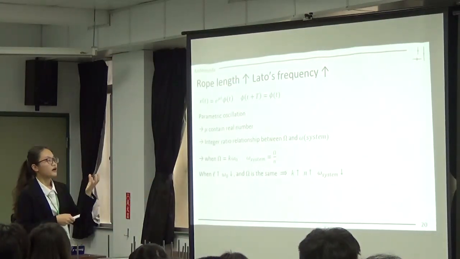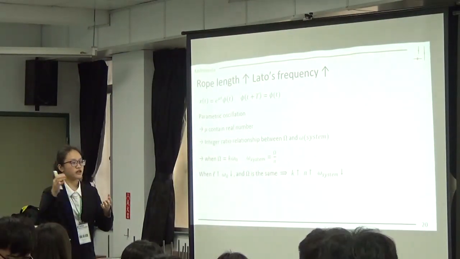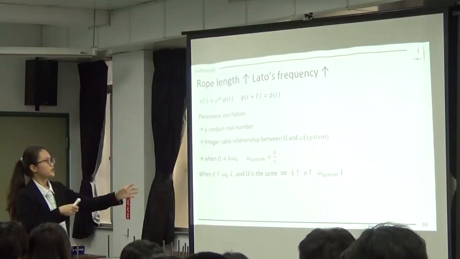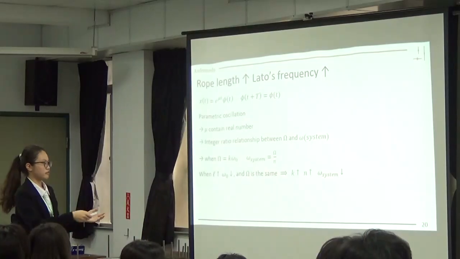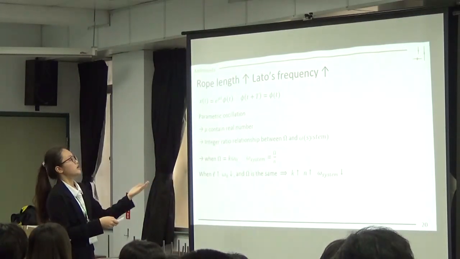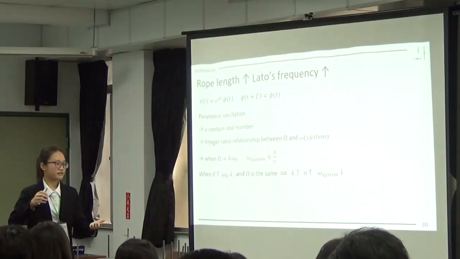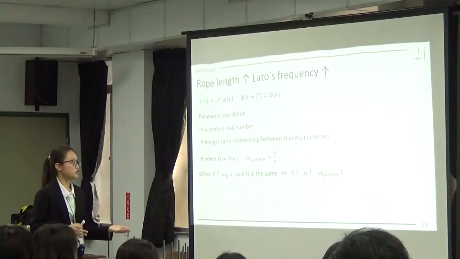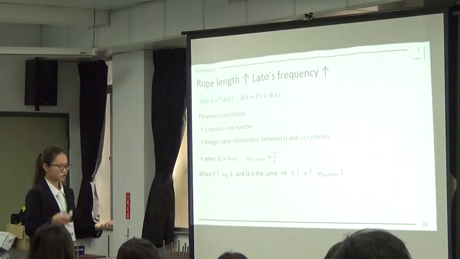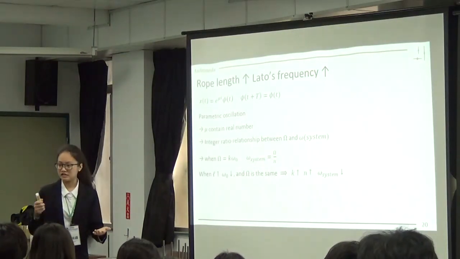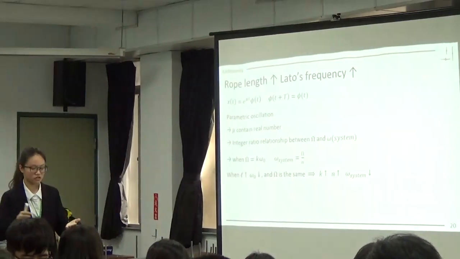When the frequency of our pivot is k times the natural frequency, we assume that the frequency of the system will equal this fraction of the frequency of the hand. So when the rope length increases, the natural frequency will decrease. Also, because the pivot frequency stays the same, when k increases, n will increase. So the system frequency will decrease. And that is why when the rope length increases, the system's frequency decreases.